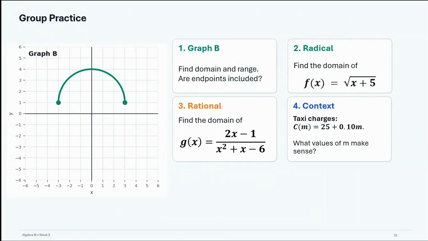And this one, this is just context. I don't want you to solve this because I haven't given you any value for m. You get in a taxi, and this is how they charge their fees, right? This is the equation they use. 25 plus 0.10 m.